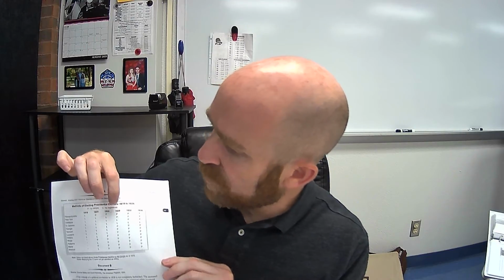So we're going to go over this together really quickly here. We look at document A. You should get out document A and print it out. If you can't print it out, just pay attention here, and you can go back and look at it later. When we look at document A, it says methods of electing presidential electors 1816 through 1836. Then it's got this chart with a list of states down here, and then a list of years, which is 1816, 1820, 1824, 1828, 1832, and 1836.